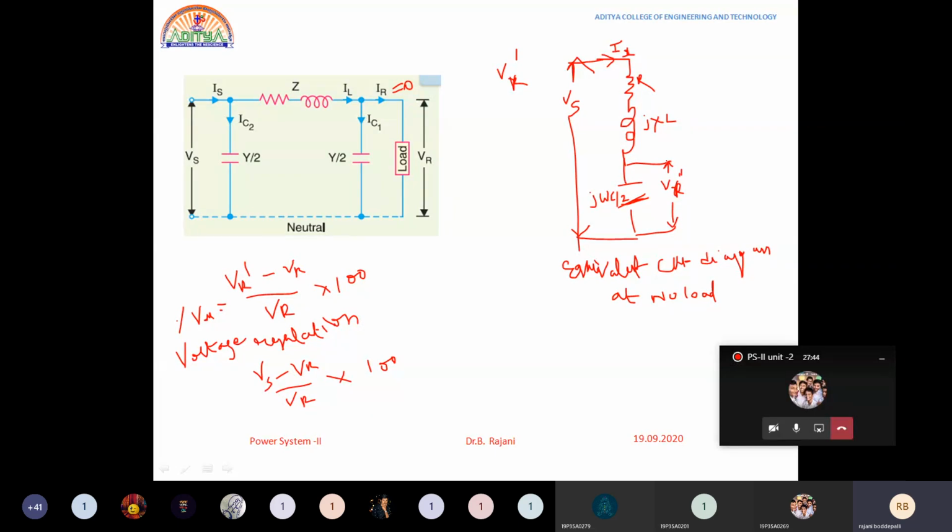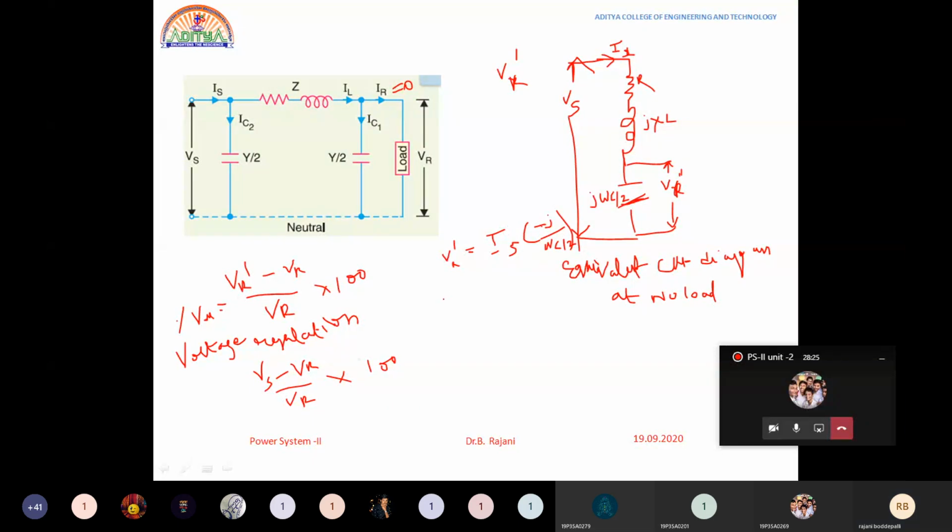How could you write the equation for no load voltage? This VR dash is equal to IS, the sending end current, into the impedance: minus j by omega C by 2. The sending end current is whatever current is made to flow through this line.